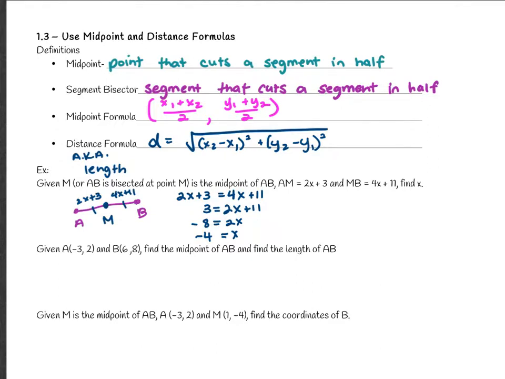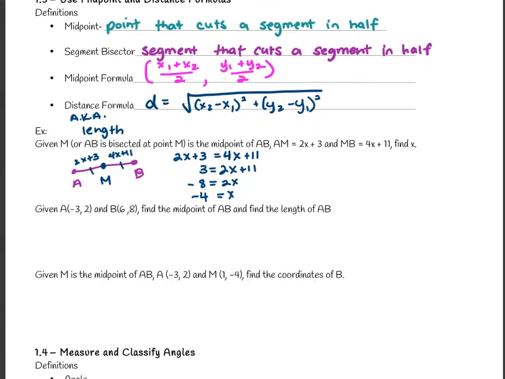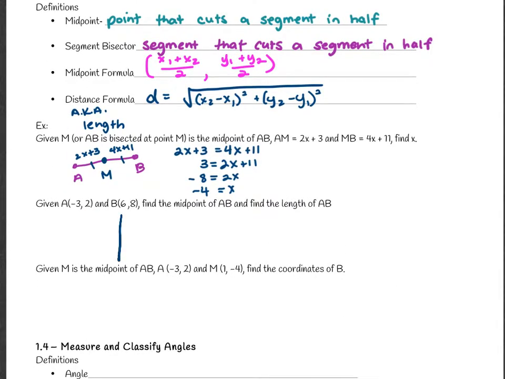Now, the next one has coordinate points, right? So if you've got negative 3, 2, you can draw this out if you want. 1, 2, 3, 2, that's A. 6, 1, 2, 3, 4, 5, 6, 1, 2, 3, 4, 5, 6, 7, 8. That's B. This is not a horizontal or vertical line, so I can't count that distance. To find the length, I have to use the distance formula.